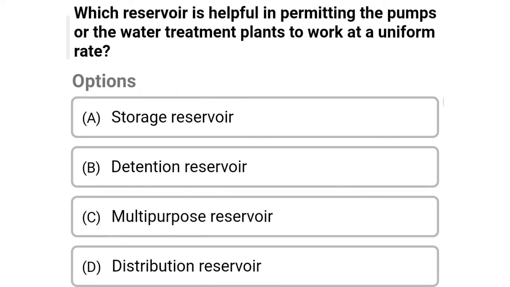So next question, which reservoir is helpful in permitting the pumps or the water treatment plants to work at uniform rates? Option A storage reservoir, option B detention reservoir, option C multipurpose reservoir, option D distribution reservoir. So the correct answer is option D distribution reservoir.